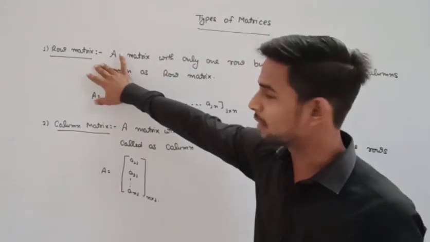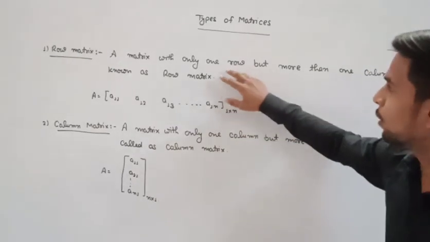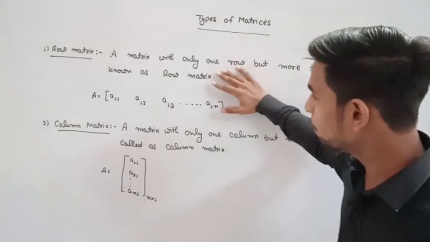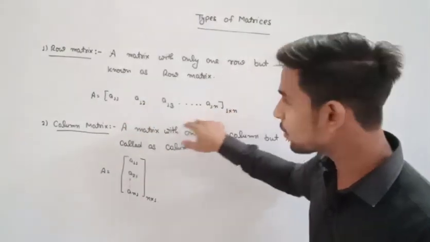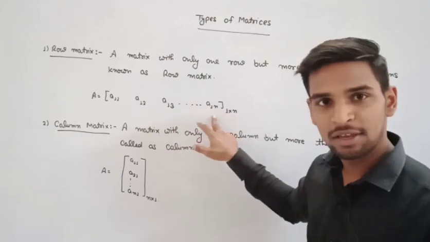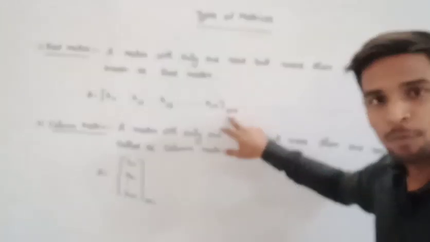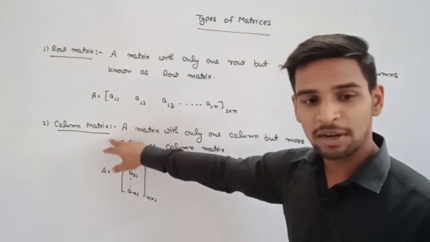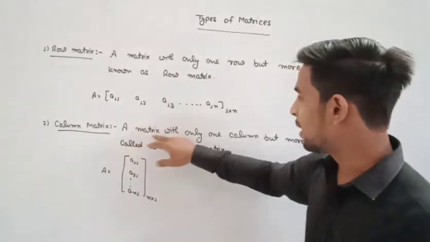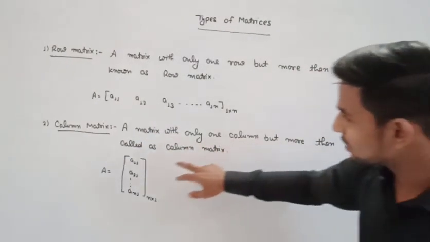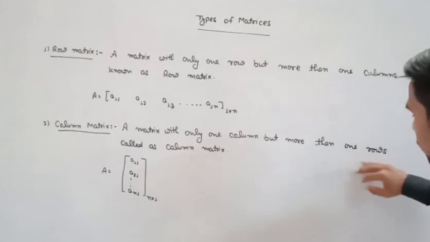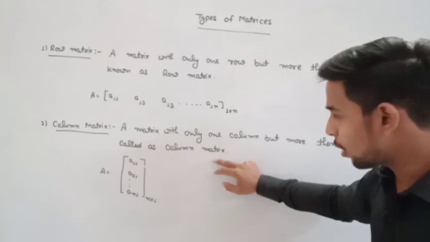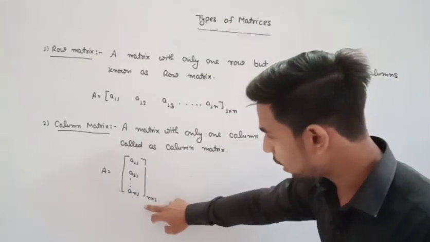So this is the clear definition of the matrix, and now we will discuss the types of the matrix. The first type is the row matrix. A matrix which has only one row but more than one column is known as a row matrix. Here we can see only one row but the number of columns is 1, 2, 3 and n, so the order of the matrix will be 1 into n. The next type is the column matrix, a matrix with only one column. Here we can see only one column but more than one row: one row, two rows and n rows. So it is known as the column matrix, and the order will be n into 1.